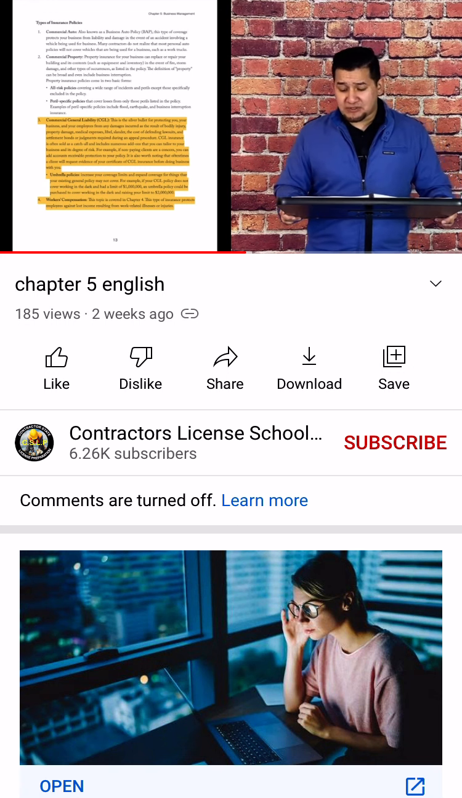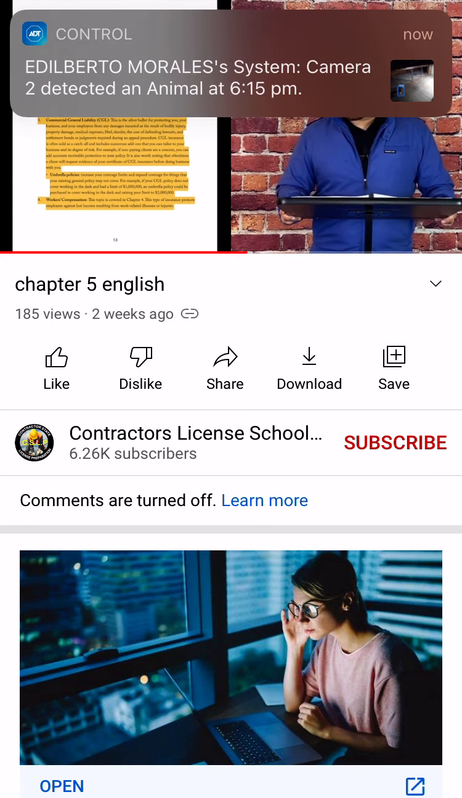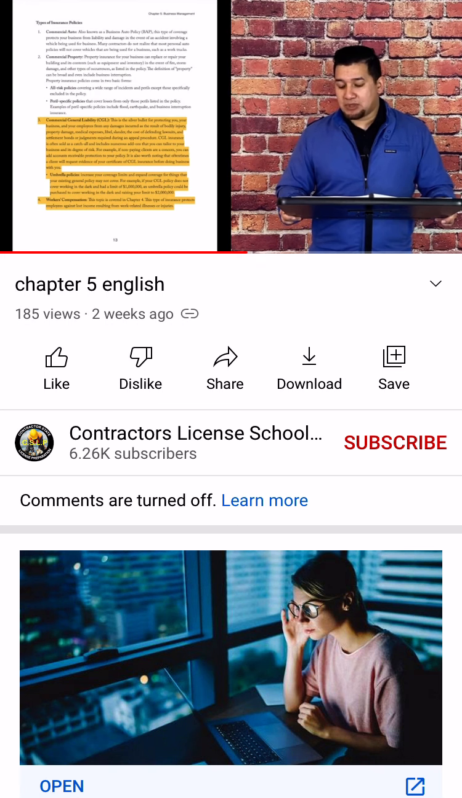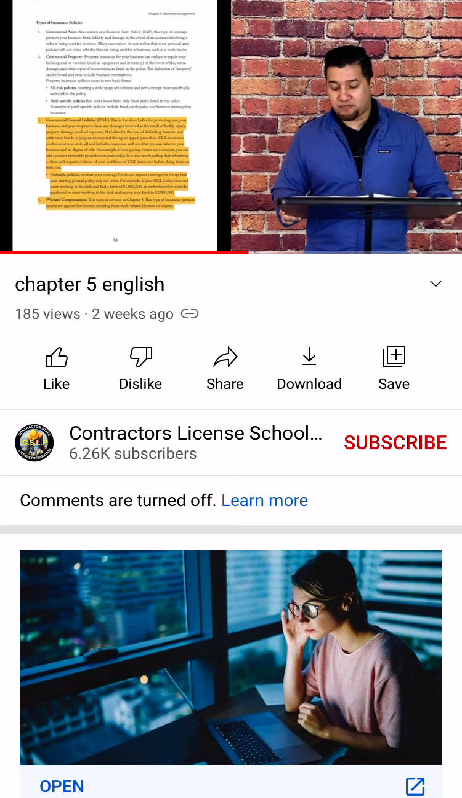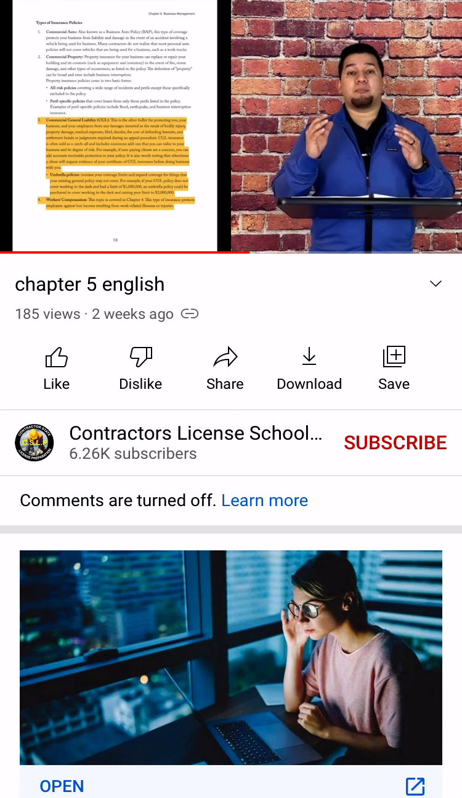CGL insurance is often sold as a catch-all and includes numerous add-ons that you can tailor to your business and its degree of risk. For example, if non-paying clients are a concern, you can add accounts receivable protection to your policy. It is also worth noting that oftentimes a client will request evidence of your certificate of CGL insurance before doing business with you.